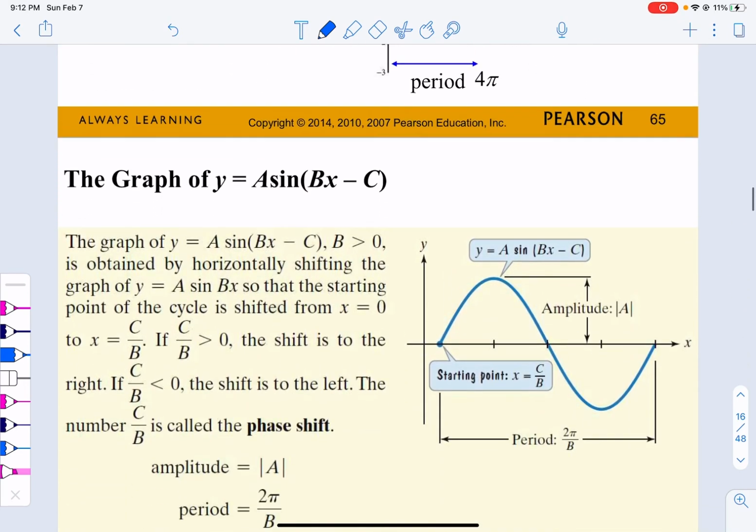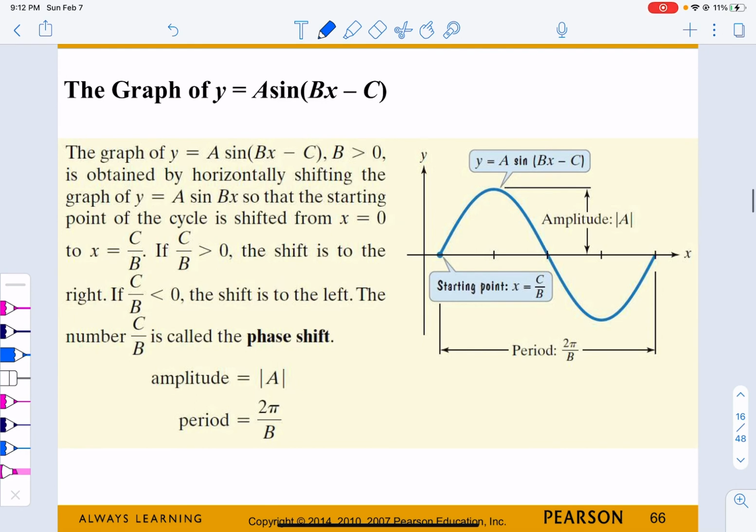Let's try one more part. The graph of y equals a sine of bx minus c. So this is going to get into what happens when we start having that phase shift. What happens if we don't start at 0? It says the graph of y is equal to a sine of bx minus c, where b is greater than 0, is obtained by horizontally shifting the graph of y is equal to a sine of bx. So the starting point of the cycle is shifted from x equals 0 to x equals c divided by b.